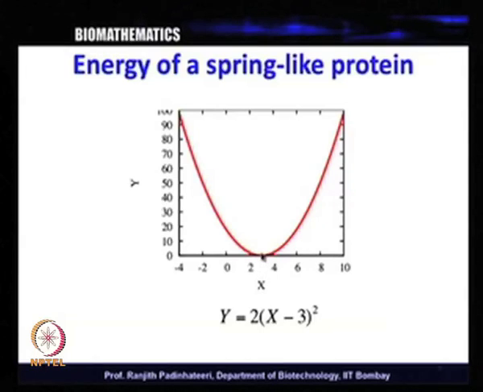So, what did we learn? We learned that you take a function, find the derivative, equate the derivative to 0, and you will get the maximum or minimum of that function. Now, the question is, how do we know that this is a maximum or a minimum? Both at maximum and minimum, you will find this derivative equal to 0.